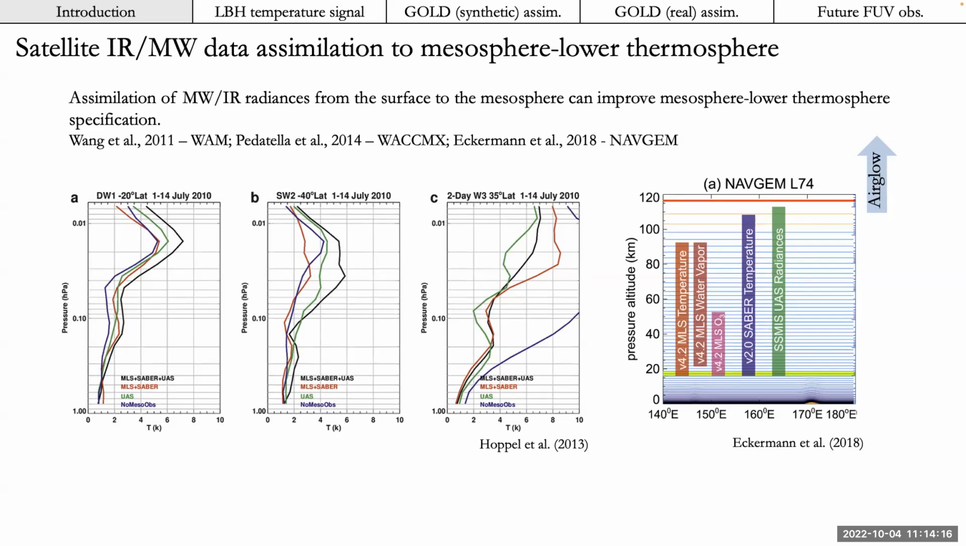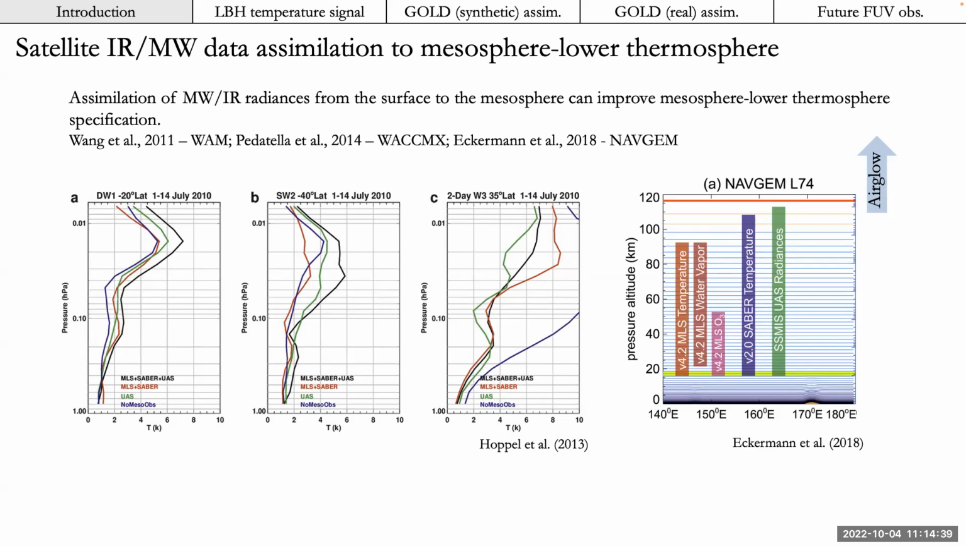And the model top for the NAVGEM system at this time is about 120 kilometers. But WAM and WACCM-X extend to the exobase and provide an opportunity to assimilate observations much higher into the thermosphere, to potentially improve specification even throughout the whole thermosphere.